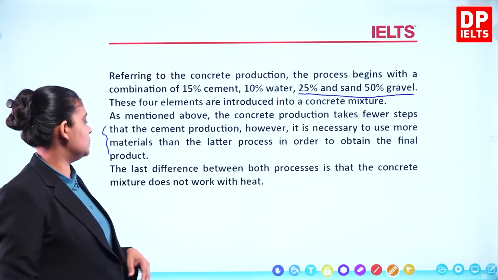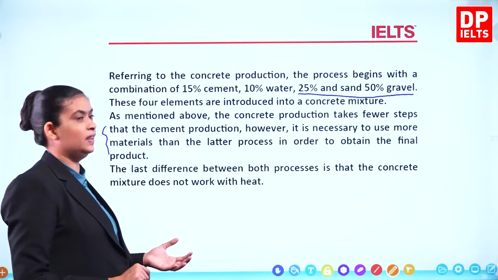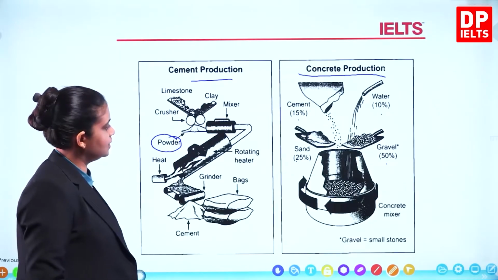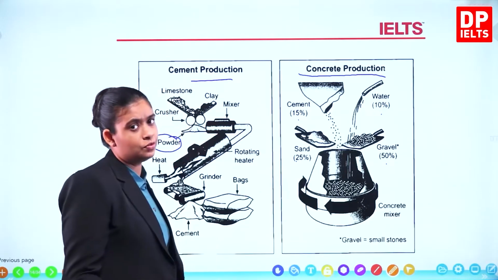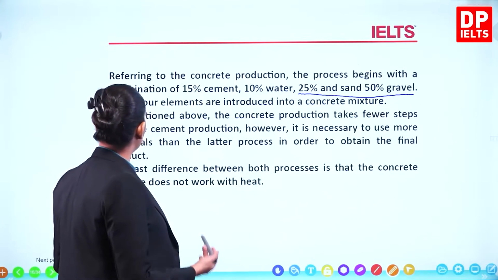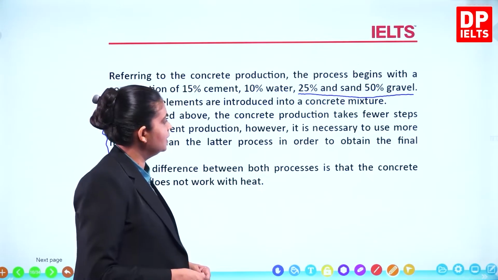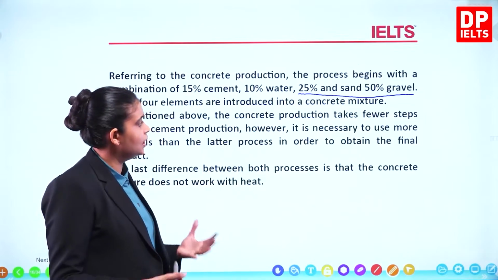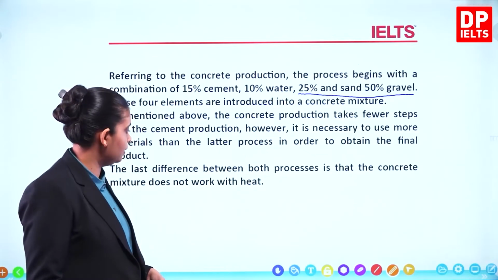The last difference between both processes is that the concrete mixture does not work with heat. Okay, so what the student wants to say is that this one does not work with heat, but that's not visible. We don't really want to talk about it, right? So I feel even the overall is missing here, the overview. That's also missing here, right? This is like a 5.0 answer. This needs to improve in terms of grammar and language, okay?